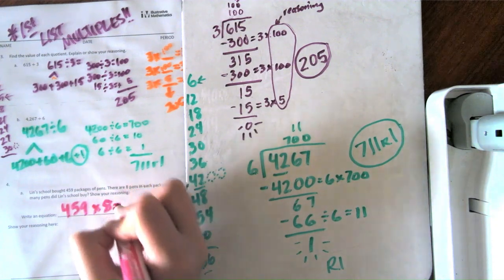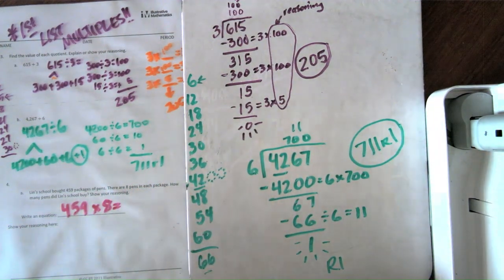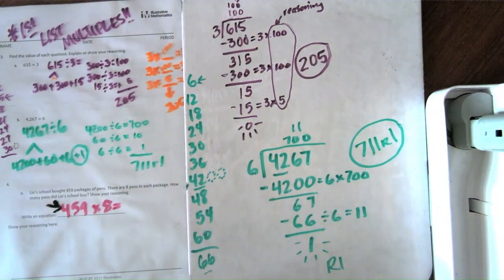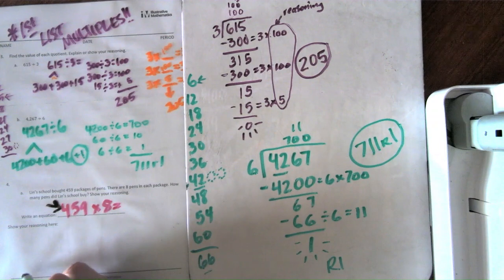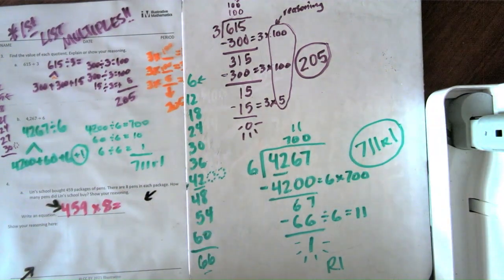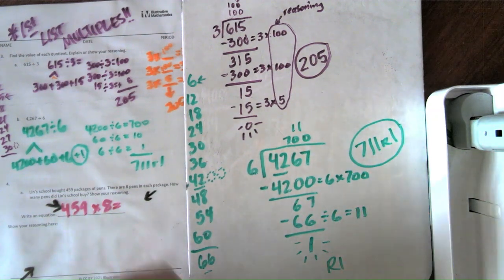459 times 8. On our test tomorrow, if you just write the equation correctly, you're going to get points. If you do the work correctly, you're going to get points. And then if you get the right answer, you're going to get points. So you have a lot of opportunity to earn a lot of points.